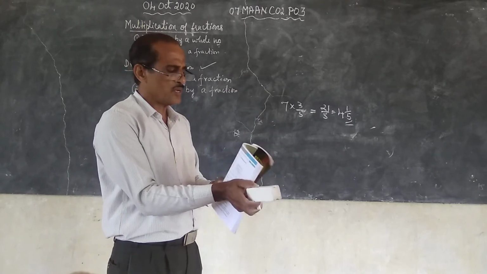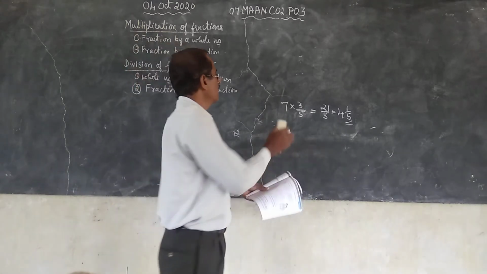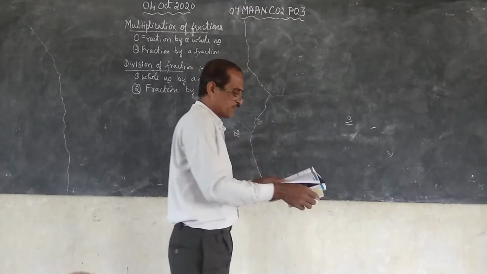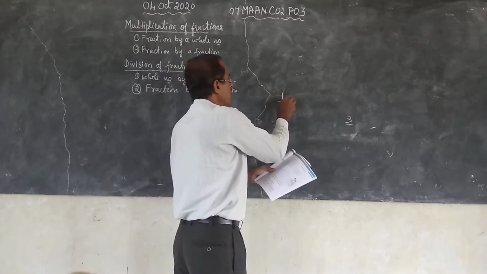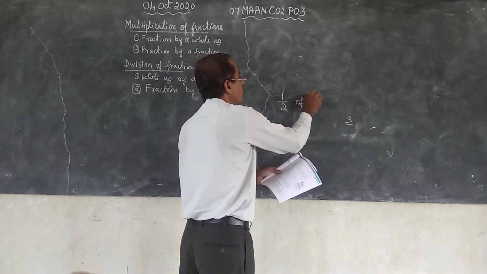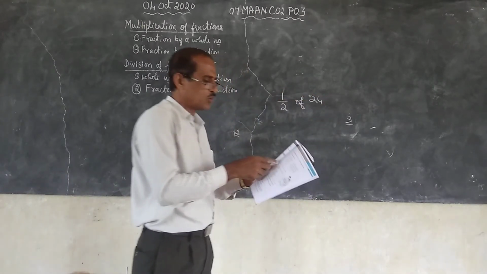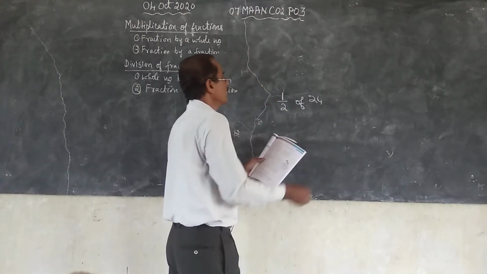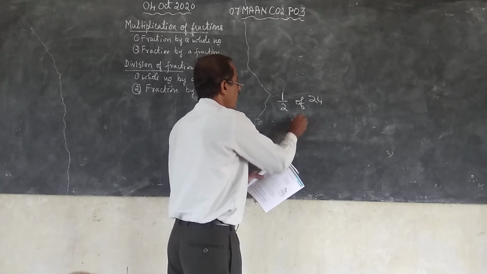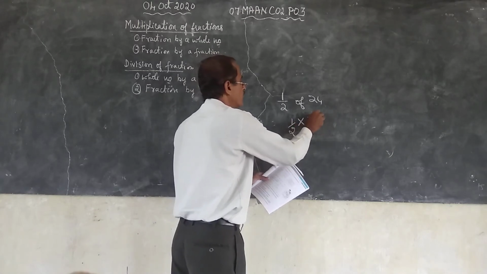Okay. In the same way, look at the fifth one on the next page. 1 by 2 of 24. Then 1 by 2 of 46. Look at that question. How to do that? 1 by 2 of 24. Here 'of' means multiplication, into 24.